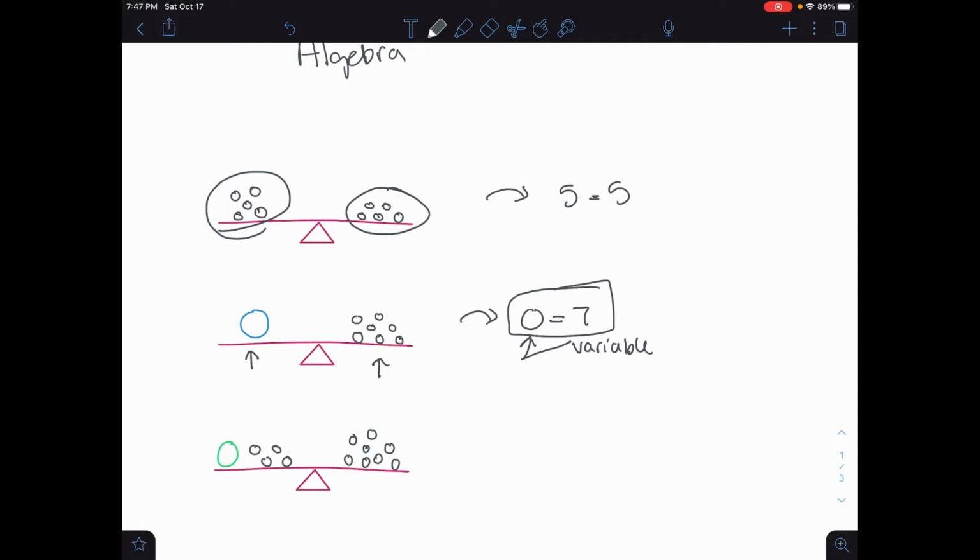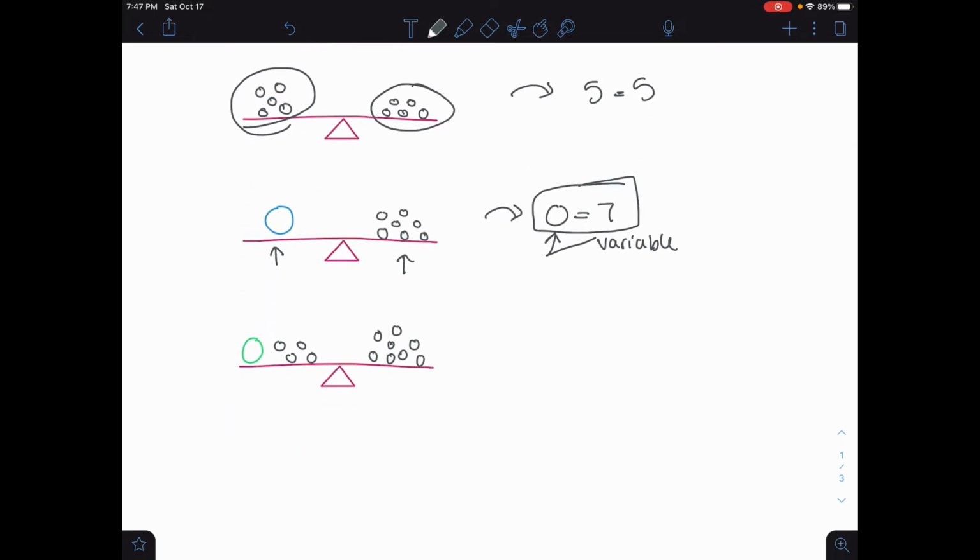You can't make circle equals 6, and if this circle is equal to 6, then this seesaw would not hold, and this equation therefore would not be true. So circle has to be 7. Now in the third example, we're making this a little bit more complex.